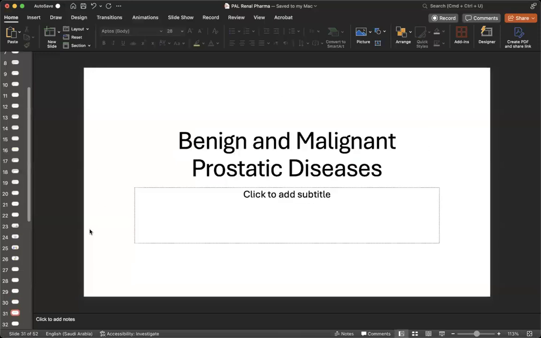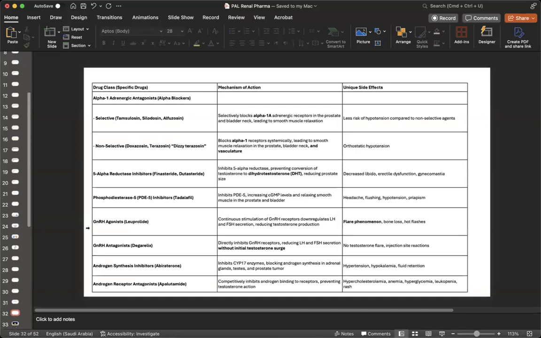Okay. Now let's go on to benign and malignant prostatic diseases. So this is my summary table, of course. No one else created this.